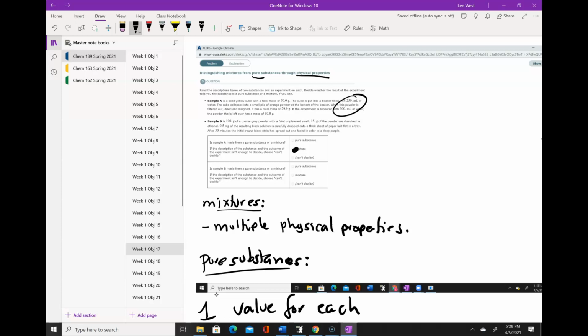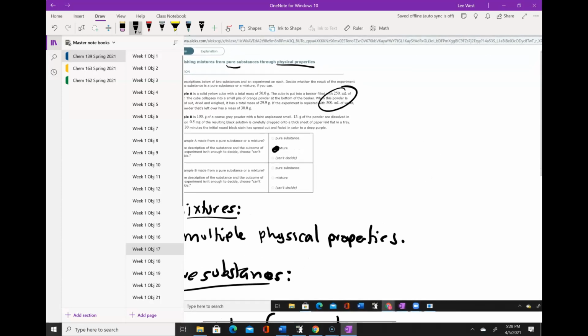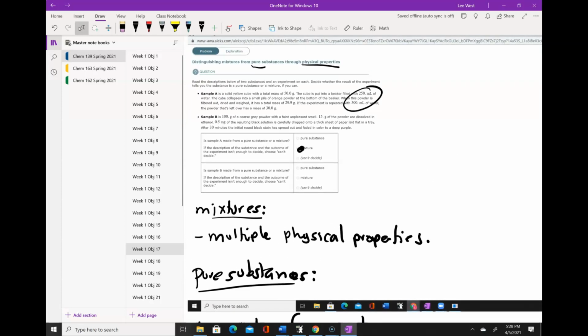All right, so now we've got sample B. It says it's a grey powder and it doesn't smell good, okay? 15 grams are dissolved in ethanol, okay? So that's fine. So it all dissolves into ethanol. So it all has solubility in ethanol. 0.5 milligrams of the resulting black solution is carefully dropped onto a thick sheet of paper laid in a tray.